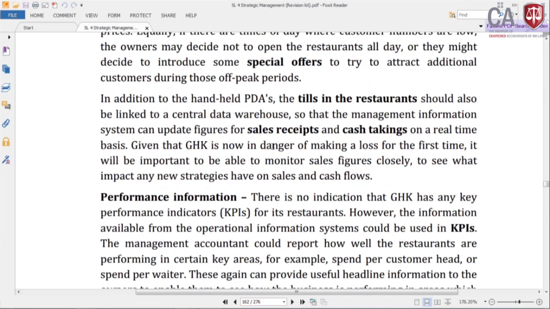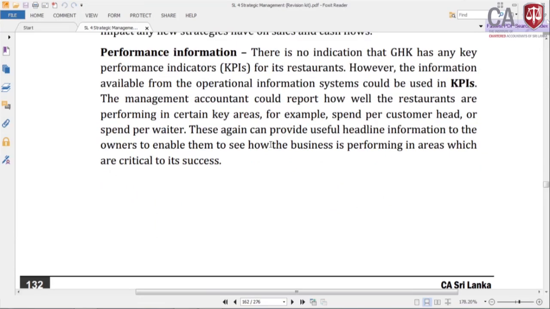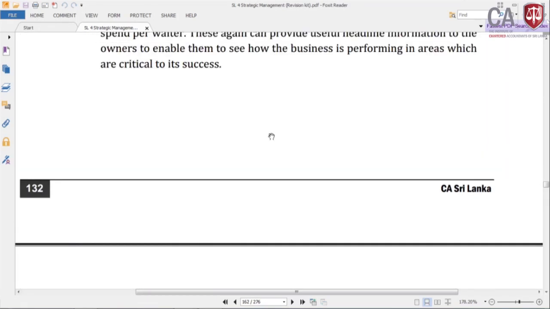Right. So with that we can complete question number 20.